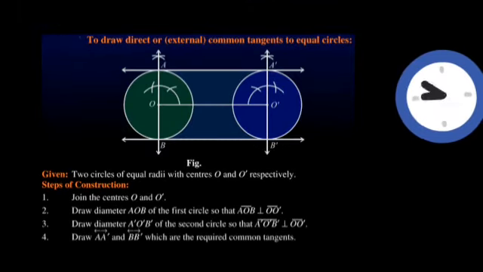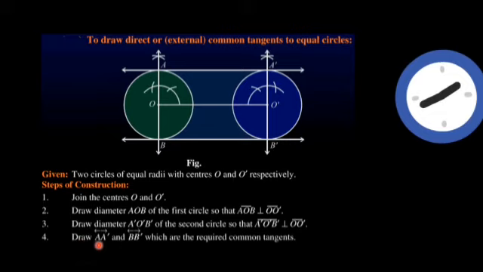Next is how to draw direct common tangents to equal circles. I am given two equal circles with radii equal to each other and centers at O and O prime respectively. First of all, join the centers, then draw a diameter AOB of the first circle. This should be perpendicular to the line OO prime. Now draw the diameter A prime O prime B prime. This is also perpendicular to the line OO prime.